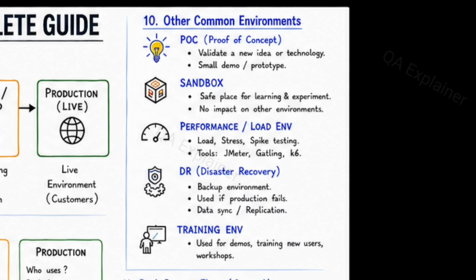Now let me tell you about some other common environments. First is the POC environment, meaning proof of concept environment. I have seen that some companies have this and some do not. A POC environment is for validating a new idea and technology. Here we create some small demos and prototypes, and deploy some hackathon projects. So this is called a POC environment. POC is mostly an environment for features that will be implemented in future releases.